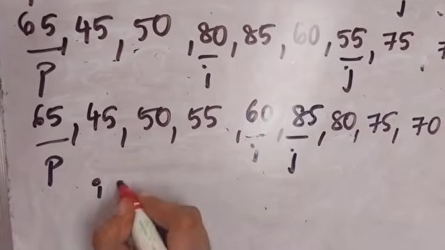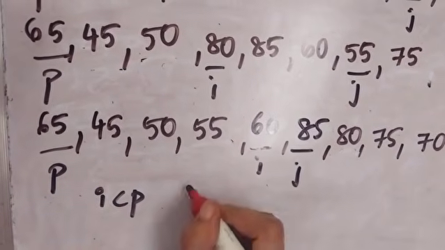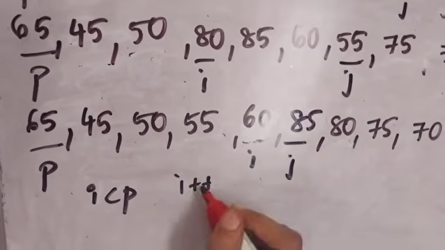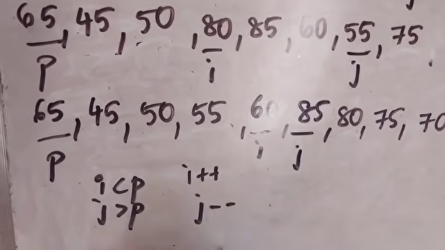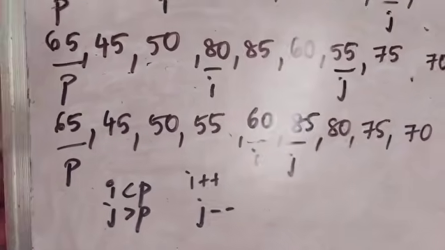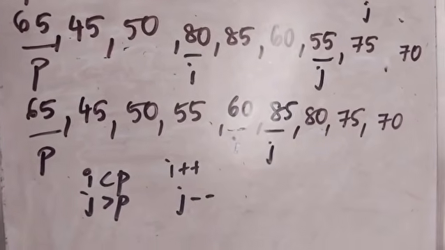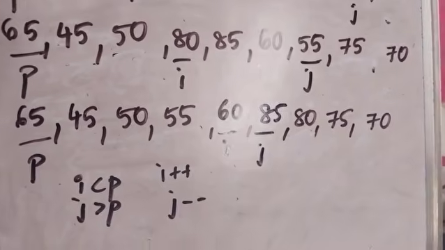Is I less than P? Yes. So I plus plus. So here I plus plus. Is J greater than P? Yes. So J minus minus. Okay. Till here understood? Now let us move further.